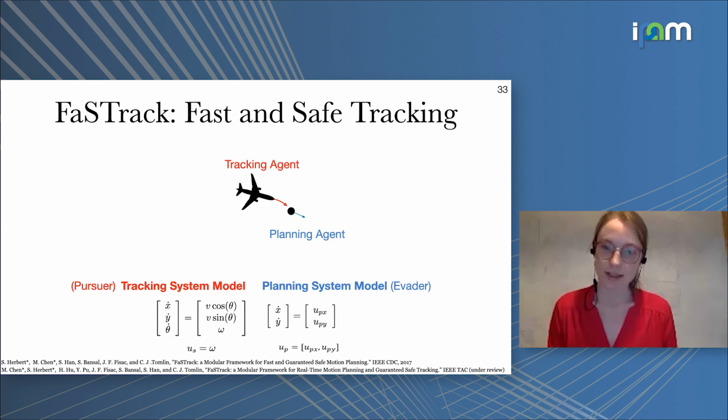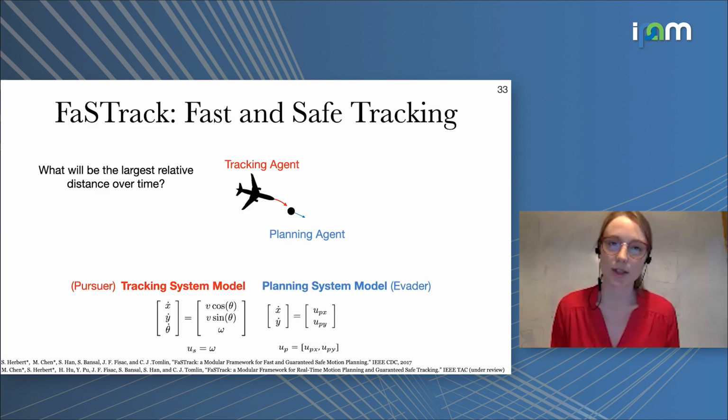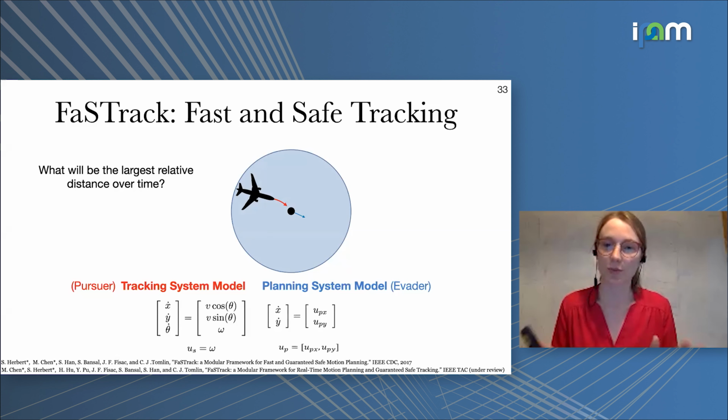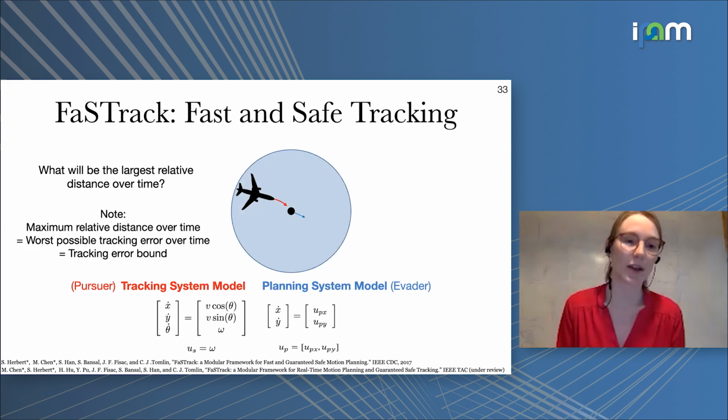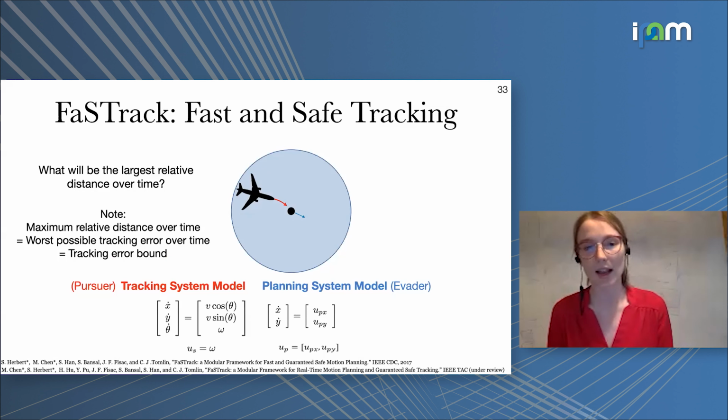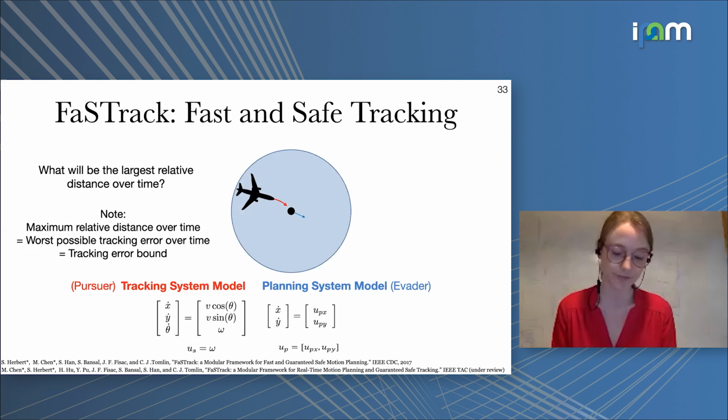Now, given this setup, we want to ask, what will be the largest relative distance over time between the two systems? So we want to find this bound essentially around the planning agent where we know that the tracking agent will be able to stay within this bound. So note the maximum relative distance over time here is going to be equivalent to the worst possible tracking error over time, which is equivalent to our tracking error bound. So this is what we want to compute ahead of time.